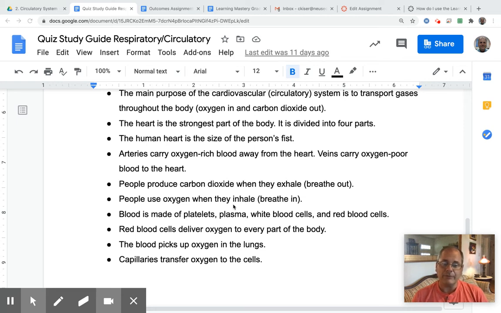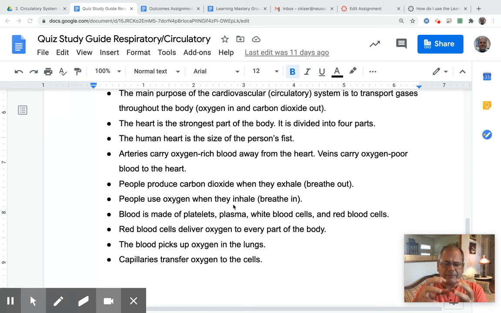Red blood cells deliver oxygen to every part of the body, every cell of the body. The blood picks up oxygen in the lungs. Now, the capillaries are where the red blood cells in the arteries go to every cell. And right at the cellular level, the capillaries are where the blood is feeding those cells, and where the cells are releasing the carbon dioxide.